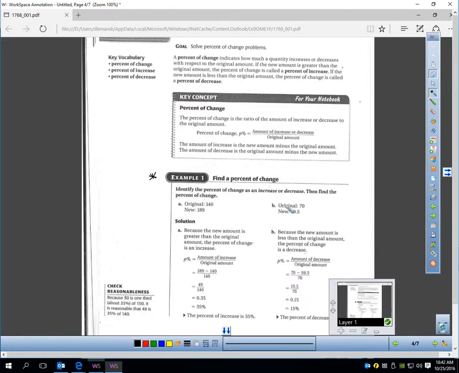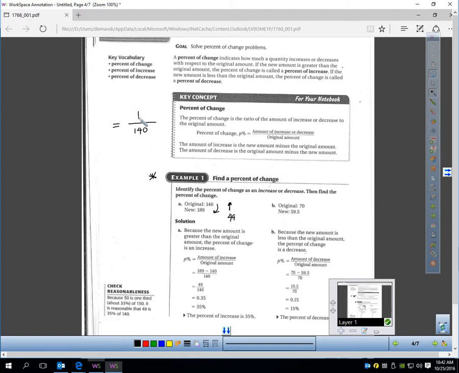Let's try these examples. Now the book shows it like this, but I'm going to just use a proportion. The original amount is 140, the new amount is 189. Let's find the percent of change. So let me write up my proportion. The original amount is 140. Can you see how this is an increase? I'll put an arrow up for increase. We have an increase of 49. Is it clear where I'm getting that from? 189 minus 140. There's an increase of 49.